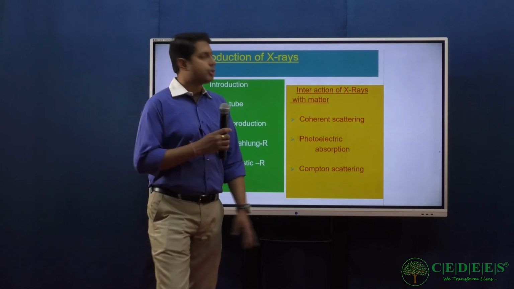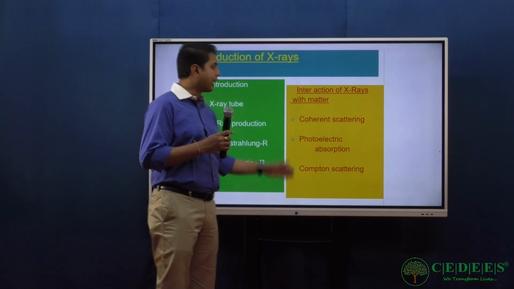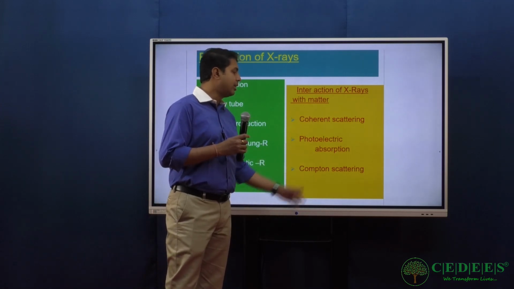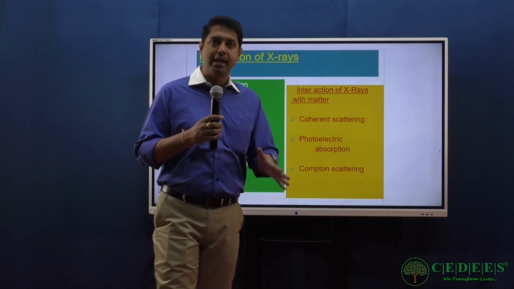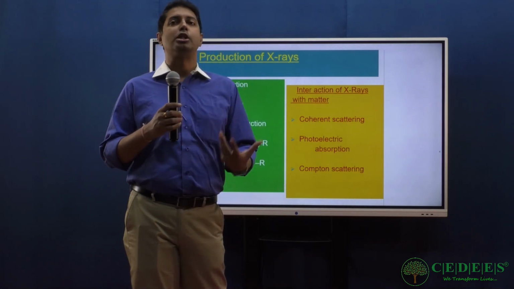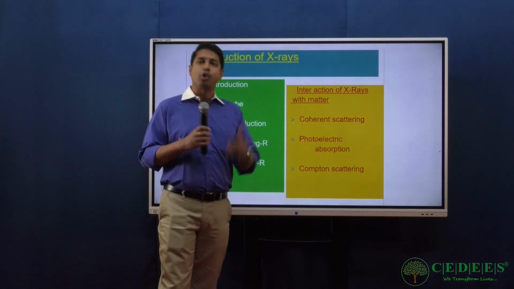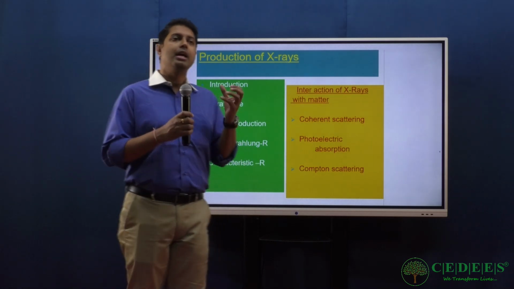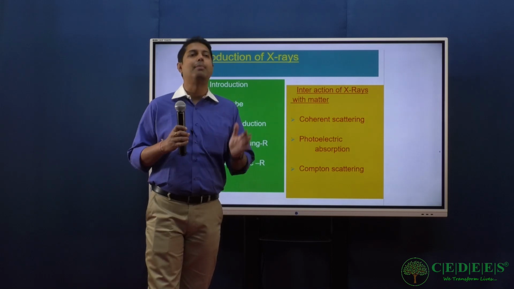So there are different ways in which the X-rays interact with matter, as highlighted here: coherent scattering, photoelectric absorption and Compton scattering. These are the three most important ways which the X-rays use for interacting with the tissues. Other than these three, there is also some amount of no interaction which happens at all. That means there are some X-rays which do not react with the tissues, do not react with the matter at all.